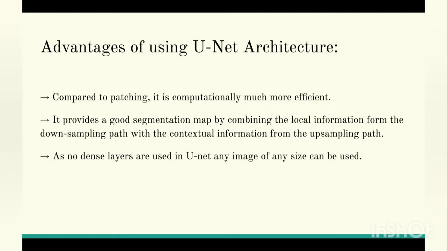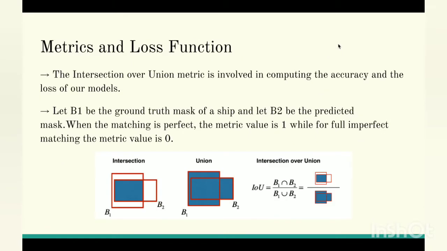Advantages of the UNet compared to patching, which is another convolutional semantic image segmentation solution, is that it is computationally much more efficient, and you can use any image as an input. There are no dense layers, and it's considerably more memory efficient and faster than the other semantic segmentation networks with dense layers.